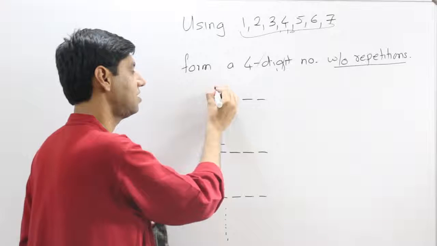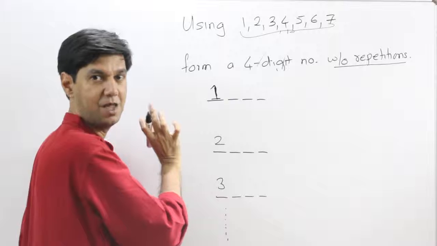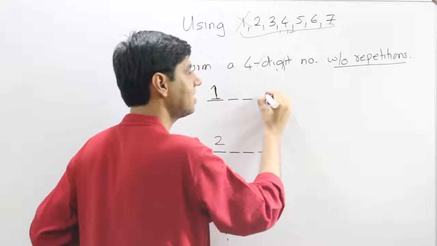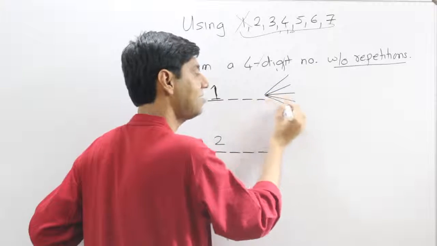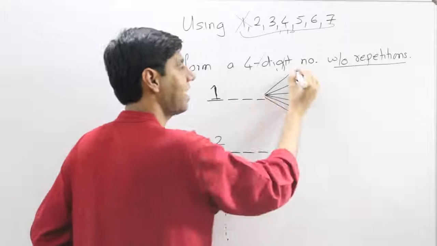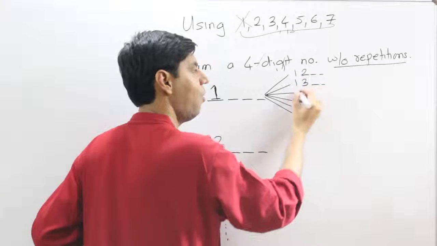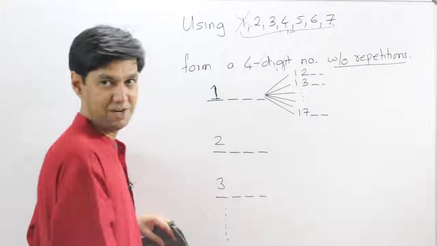Having filled this position, which digit has gone in here? The digit 1 has gone in here. So 1 is no more available to me. And I have to fill the second. So think of it as this branching out into many ways. What could the second digit be? 1 and a 2. Or it could be 1 and a 3. And so on till 1 and a 7. So these are going to be 6 different possibilities.